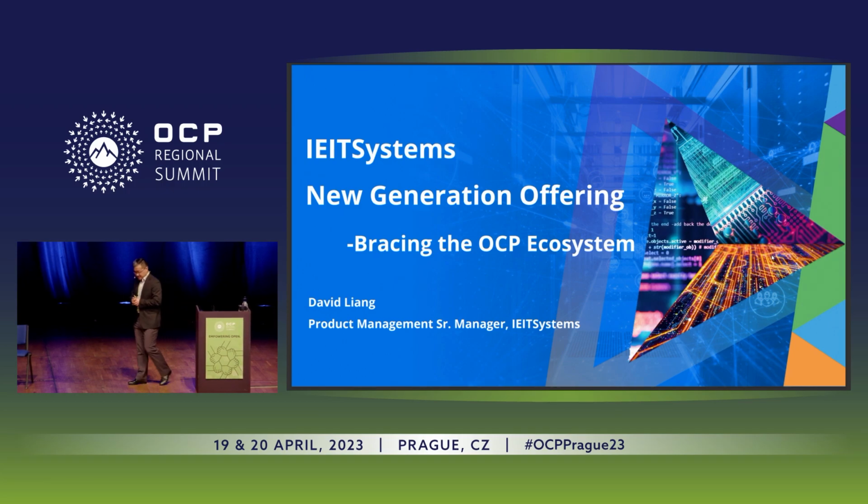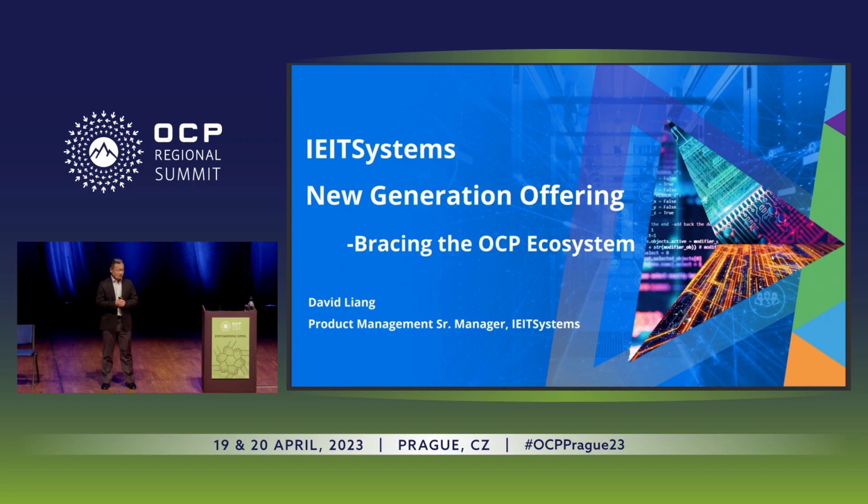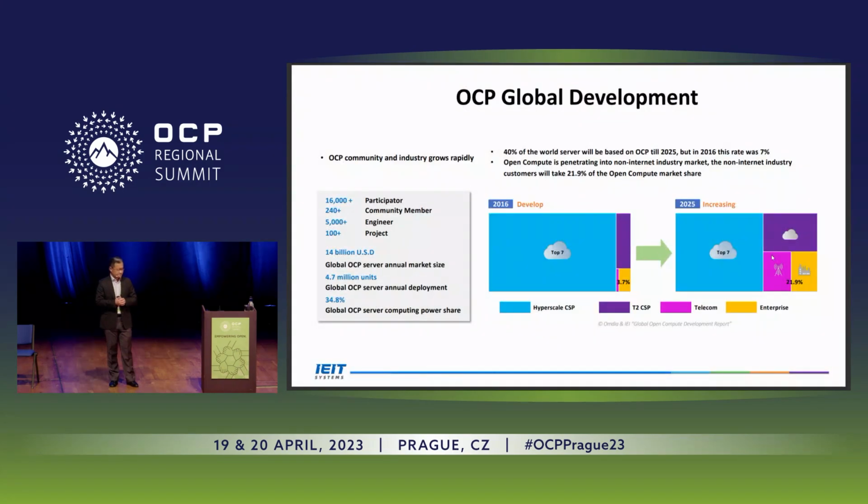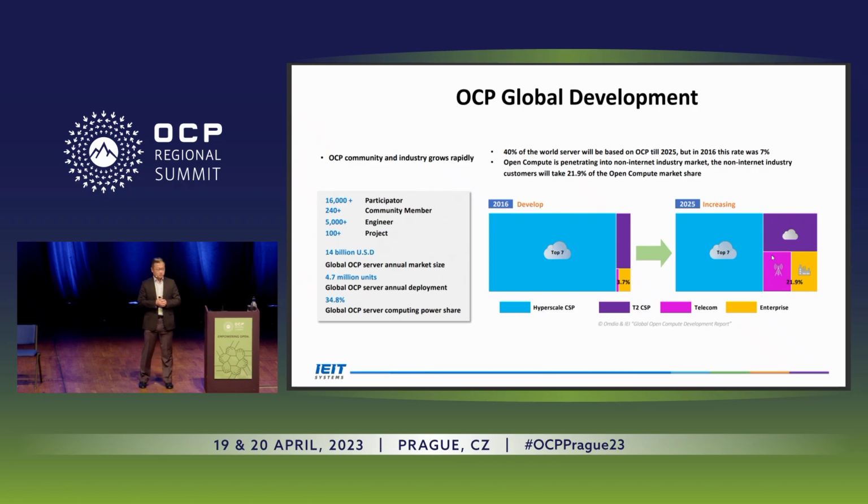Today, my topic is the new generation offering. That is our IEIT Systems effort to put all the thoughts and insights together and implement them in the product line, to contribute to the OCP, the big community, right? The first part is to review the current development and also the future insight for the whole OCP global development.